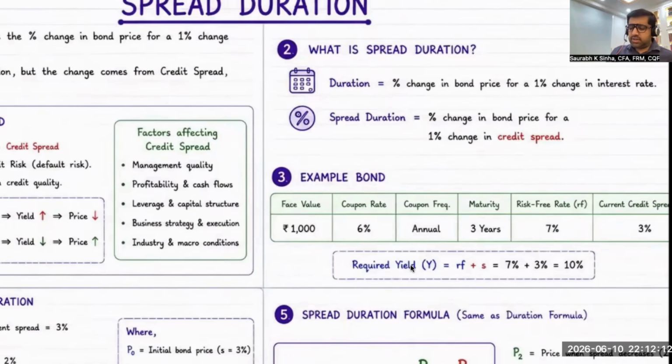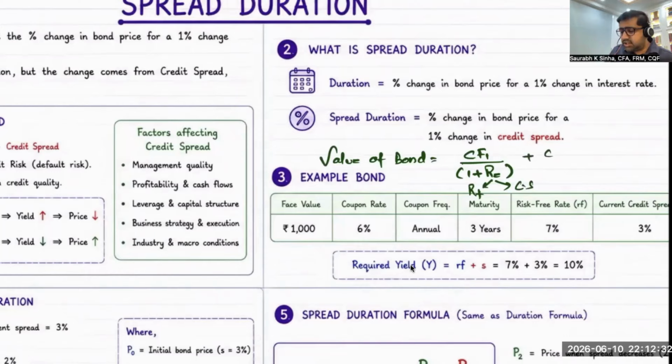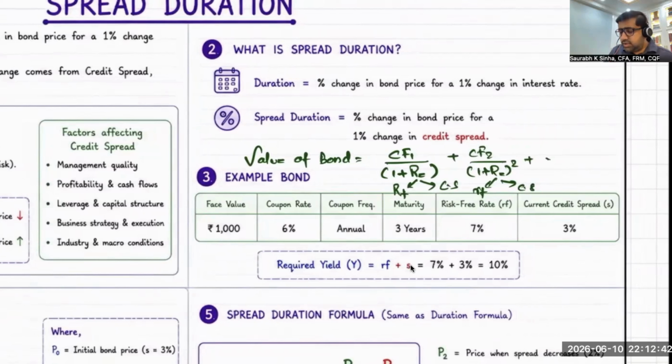Why? Because the equation of valuation is not changing. The value of a bond is equal to cash flow 1, which is the coupon, divided by 1 plus the required rate of return. Now, this required rate of return has two components: one is the risk-free rate, another is the credit spread. Plus cash flow 2 upon 1 plus required rate of return to the power 2, again with two components. So and so forth, up to cash flow n divided by 1 plus required rate of return raised to the power n. Still, the bond price is inversely related to the required rate of return, and the required rate of return has two components, RF and credit spread.